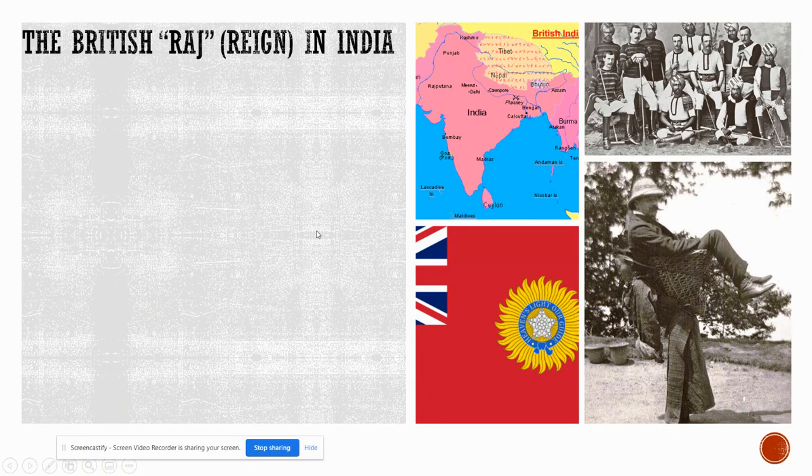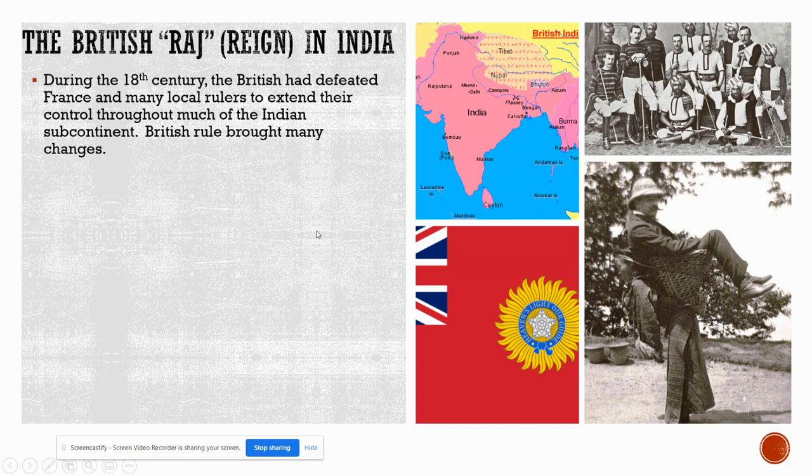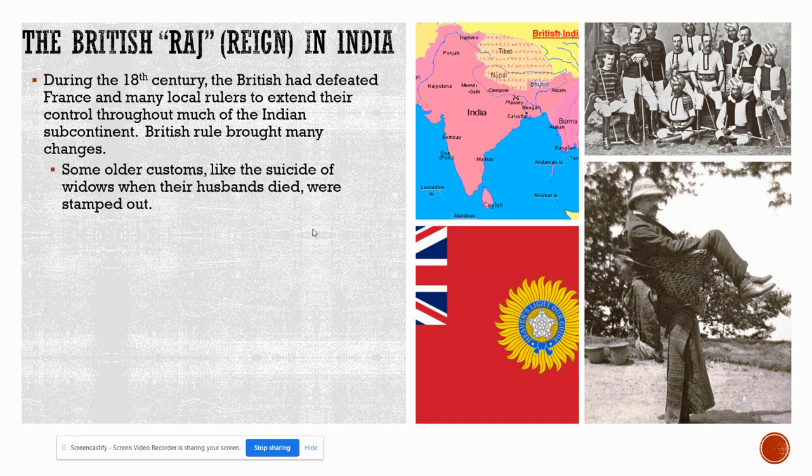So the British Raj, or the reign in India. During the 18th century, the British defeated the French and many local rulers to extend their control throughout the Indian subcontinent. So the British rule brought a lot of changes in India. Some were good and some were extremely bad. So some of the older customs, like the suicide of widows when their husbands died, was stamped out. So they did not allow the widow to commit suicide, which has kind of been the custom, not for everyone in India, but in some places.